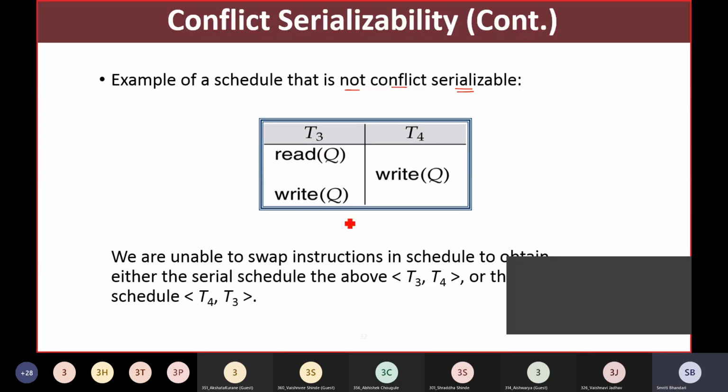No, ma'am. Fine. So see here, this is one more schedule, and this schedule is not conflict serializable. So why we are saying it is not conflict serializable? See here, T3 is having read Q and write Q. So these two are consecutive instructions. Both are accessing the same data element. So these two conflict with one another. Right? And that is why it is not possible to swap. Also, if we look at these two, they are also conflicting with one another.